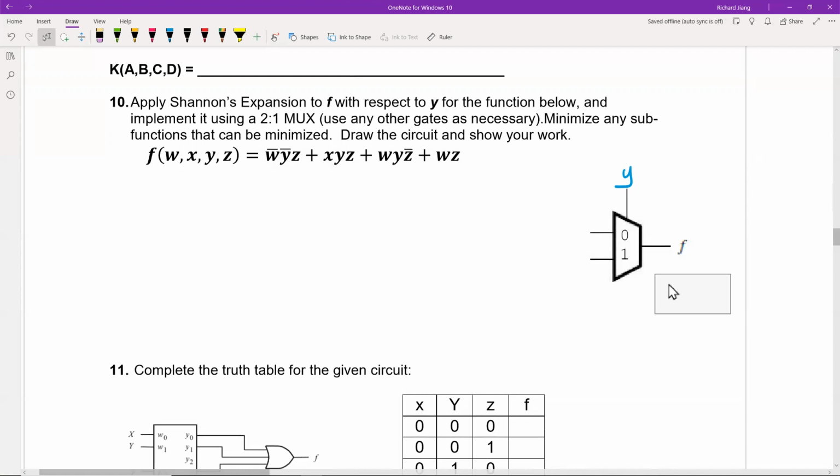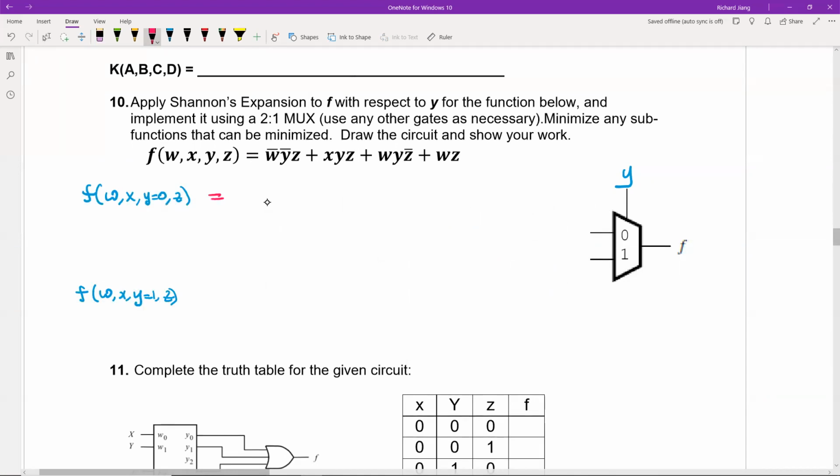Okay, so the idea is if y is equal to 0, this input that you hook up to the top input of the multiplexer should be the answer that comes out for f. So this should be f of w, x, where y is equal to 0, and z. For the bottom part, it's f of w, x, where y is equal to 1, and z. So we want to evaluate this answer and plug it into the top, and also evaluate the one on the bottom and plug it into the bottom input of the mux. Do you agree? Right, that makes sense. So this is very easy to do. Let's just plug and chug.